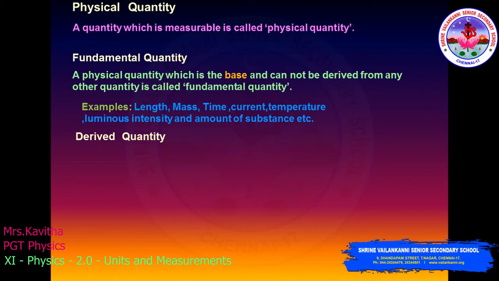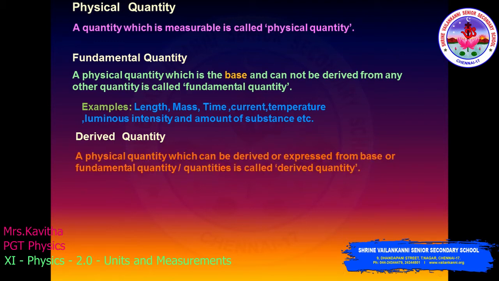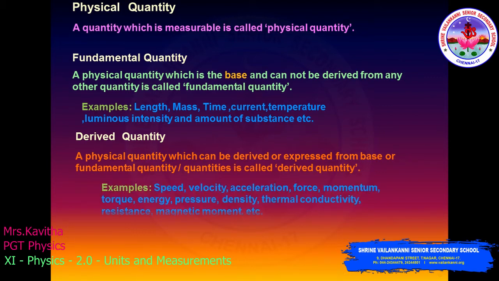So what is a fundamental quantity? A physical quantity which is the base and cannot be derived from any other quantity is called a fundamental quantity. That means it can be treated as independent of other physical quantities, right? For example, we have a minimum of 7 fundamental or base quantities. These are length, mass, time, electric current, temperature, luminous intensity, and the amount of substance, right?